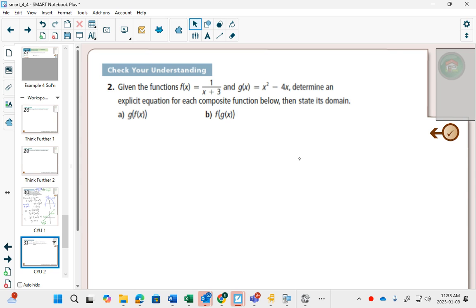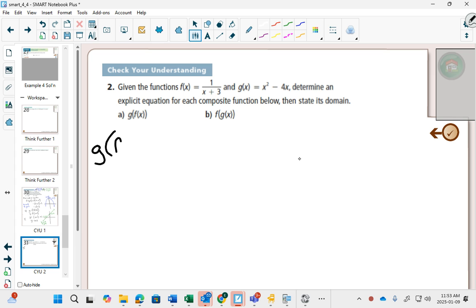Functions f of x and g of x. Again, no square roots, so this one won't be hard either. We just need to find the explicit equation, and then just the domain, so we don't even have to graph it. Again, the domain is going to be easy once you have the explicit equation. Like, this has a non-permissible value, right? X can't equal negative 3. We'll see what happens with both of these functions.